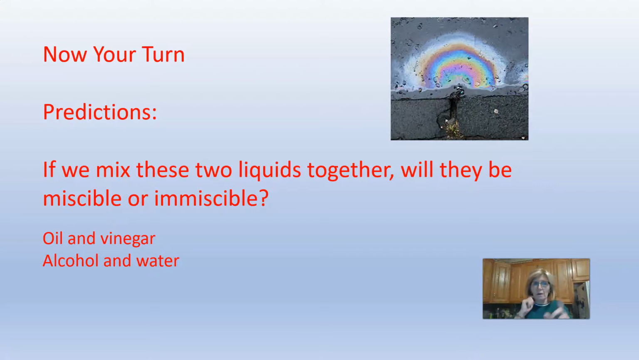I want you to write down, because you're making a prediction, you're making a guess about what's going to happen. So is it miscible or immiscible? Again, remember, miscible comes together and will not come apart. And immiscible comes together for a while, and then separates. So that's immiscible. So then oil and vinegar, and then think about alcohol and water.